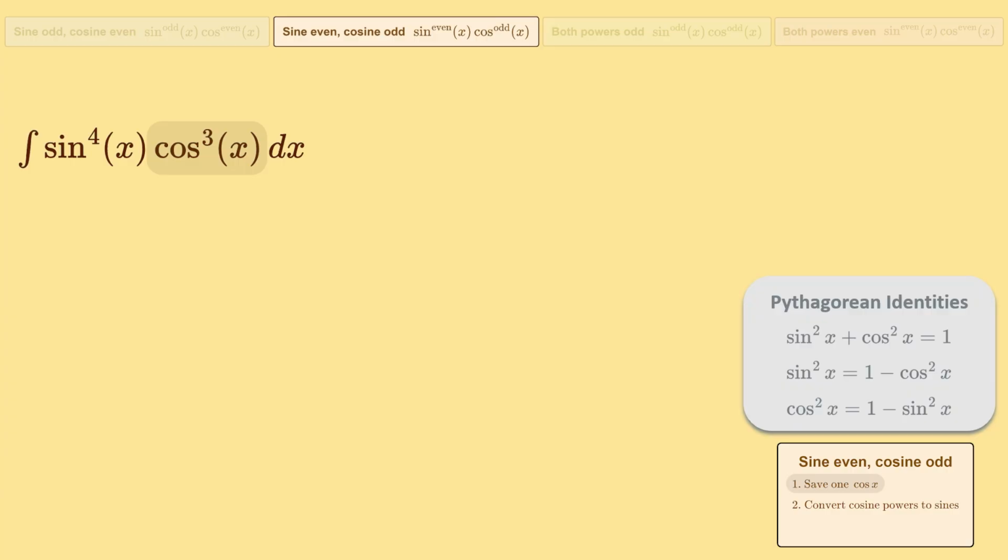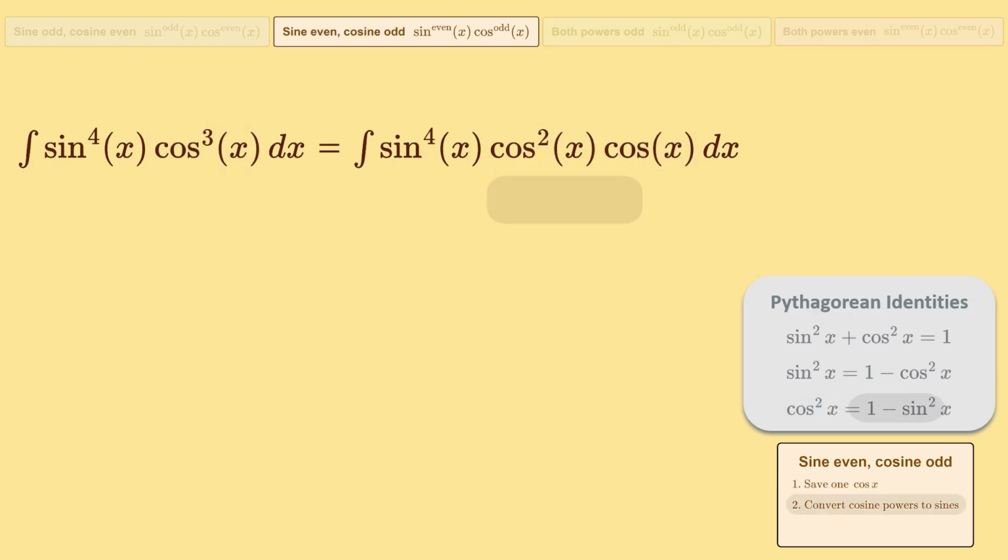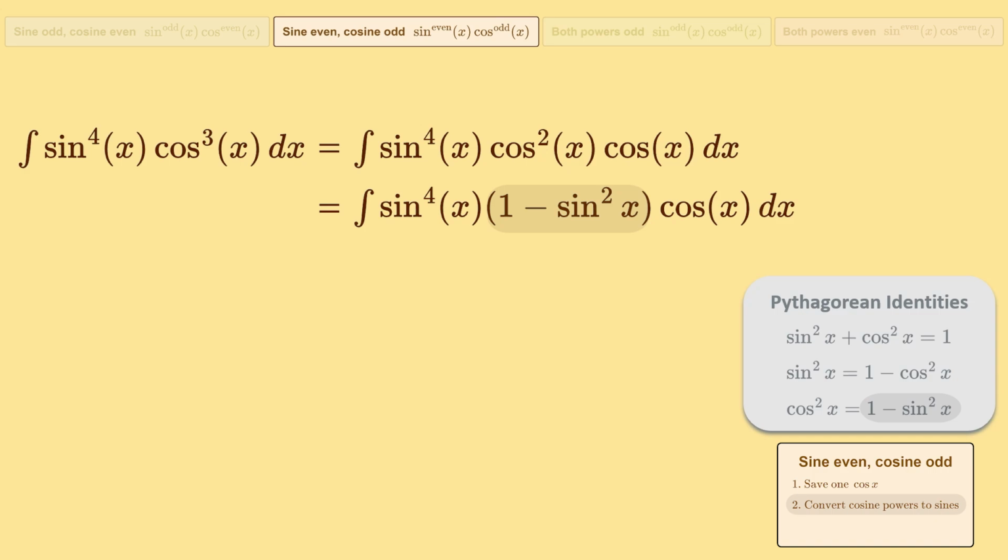So cosine to the 3rd power of x becomes cosine squared of x times cosine of x. We then replace cosine squared of x with 1 minus sine squared of x. We get the integral of sine to the 4th power of x times the quantity of 1 minus sine squared of x times cosine of x dx. Now we use u substitution.